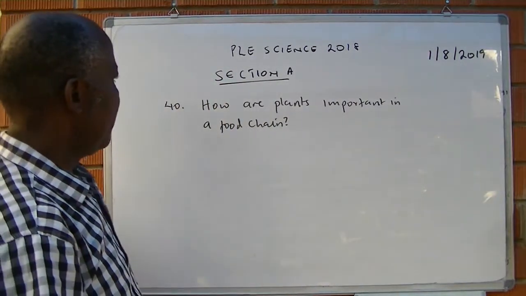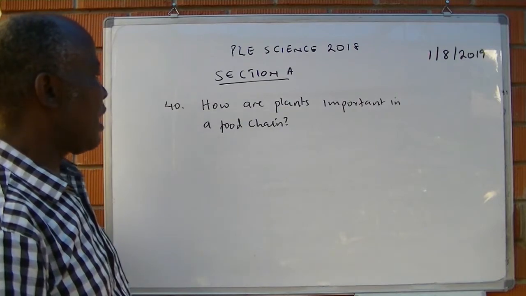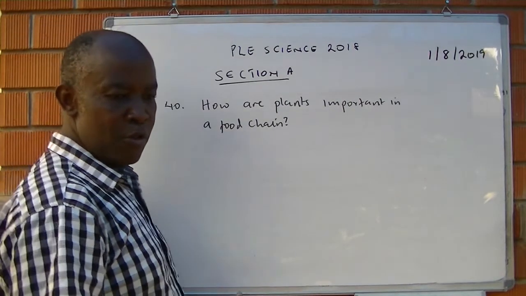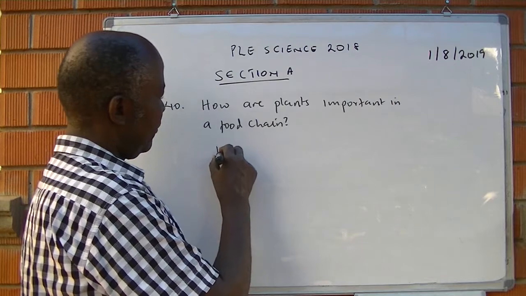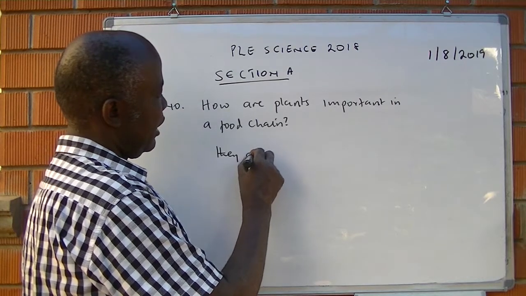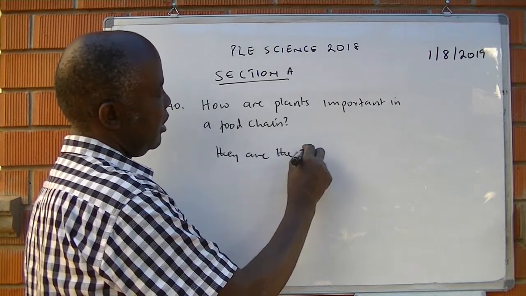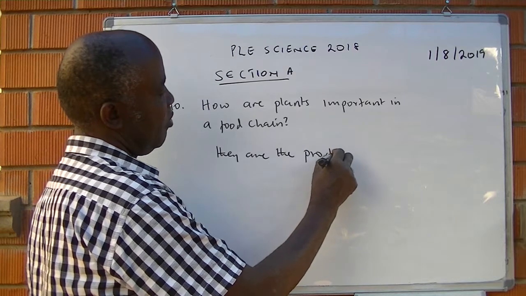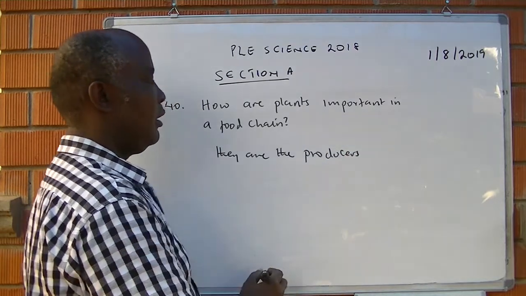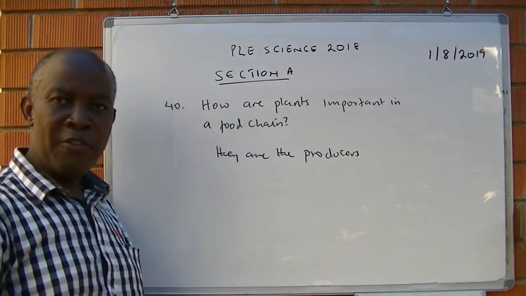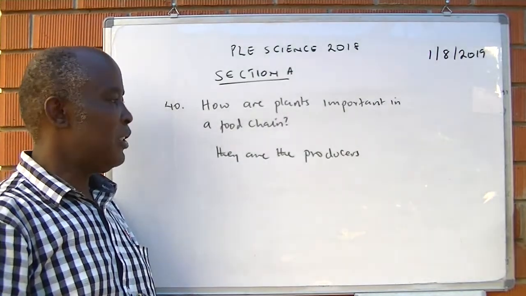Number 40. How are plants important in the food chain? They are the producers. They produce the food in the food chain.